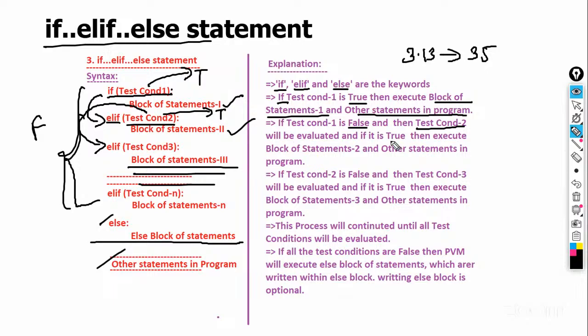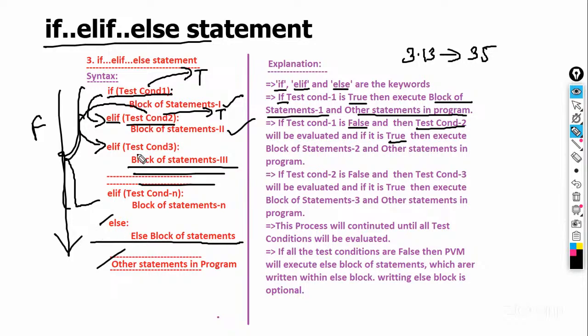Okay, and if this is holding true, it executes the block of statements 2, as well as the other statements in Python. It maintains the same way and checks for the conditions. Wherever the condition is holding true, it is going to execute the corresponding block of statements and the other statements in the program. This is what happens if you work on if-elif-else statements.